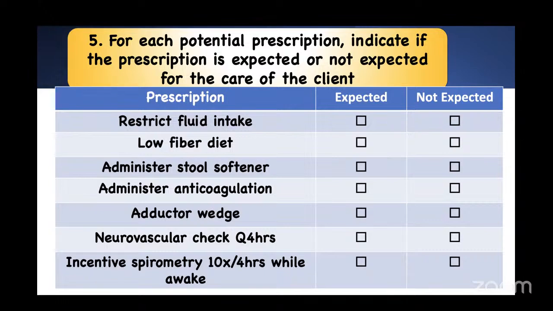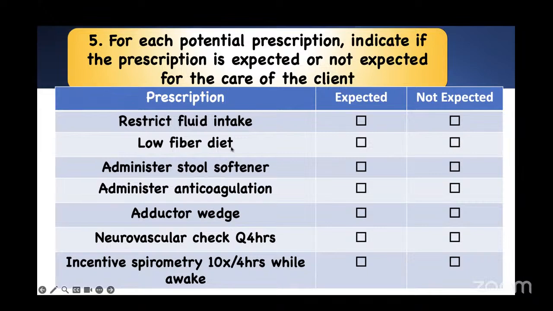What do you think? Should we restrict fluid in these patients? Should we lower their fiber in their diet, give them stool softener, anticoagulation, and apply adductor wedge or neurovascular check every 4 hours or incentive spirometer? You have to choose something at each block. For this one, you got to choose something, right? So what are we going to choose?